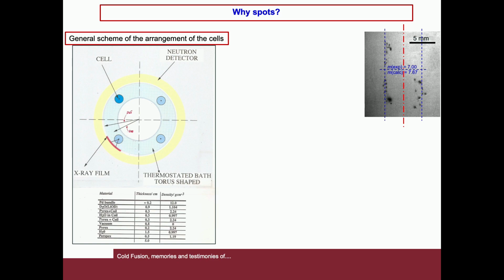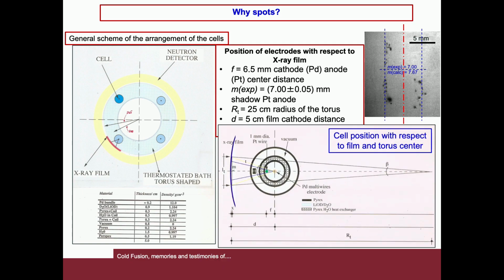The cells were contained in a perspex torus in which thermostated water circulated. The torus was itself inside the neutron detector. In the same figure, there is a table listing all the materials with their respective thicknesses and densities, starting from the palladium cathode up to the inner wall of the outermost circumference of the torus. The usefulness of the data in the table will soon be understood.